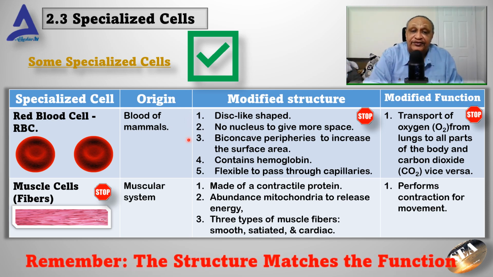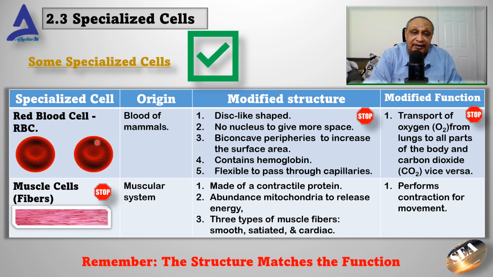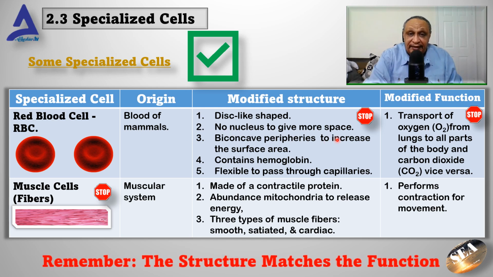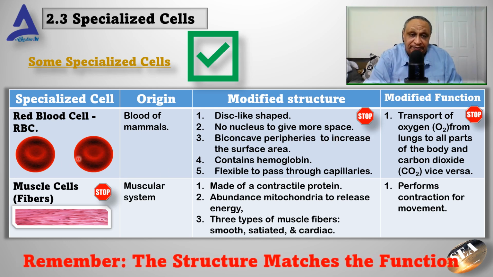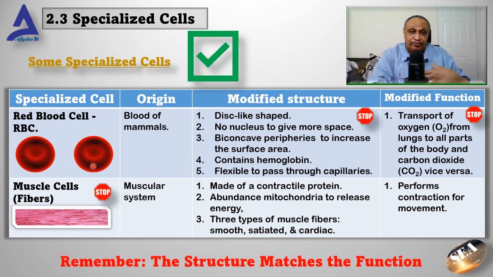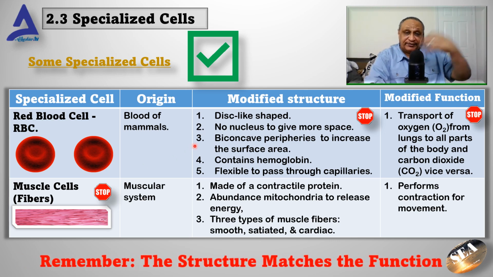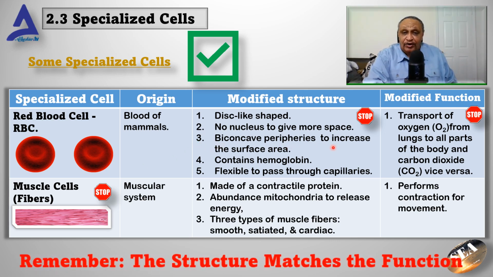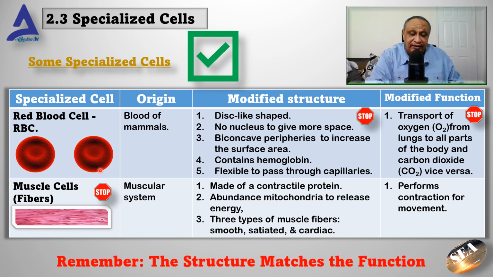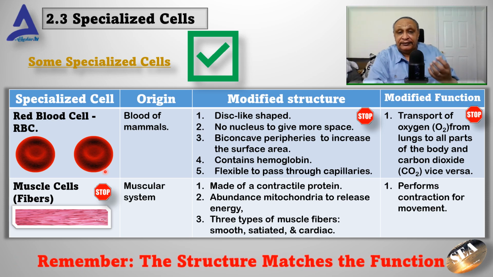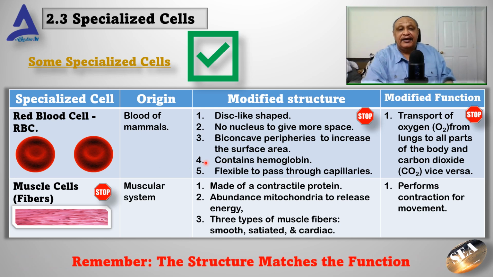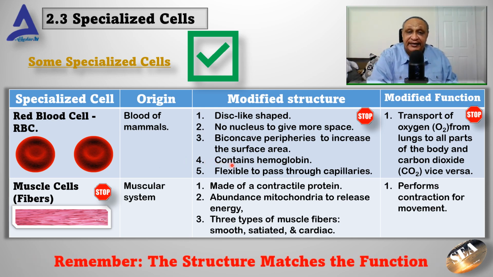The modification of structure is that it has a disc-like shape. There is no nucleus to give more space, so it rejects its nucleus at some point in its life in order to provide room for something coming. Biconcave peripheries to increase the surface area. So the peripheries are biconcave in order to make more space for something coming. We are going to see what this something coming is.